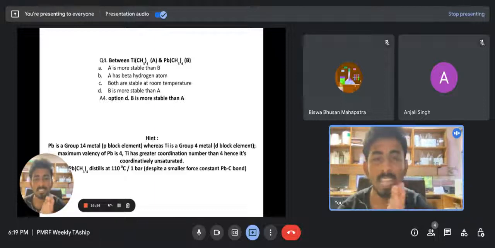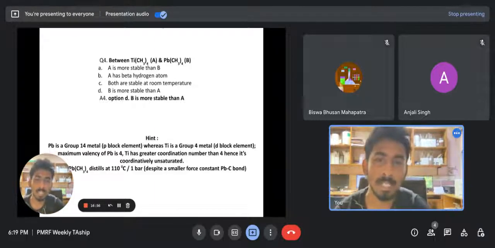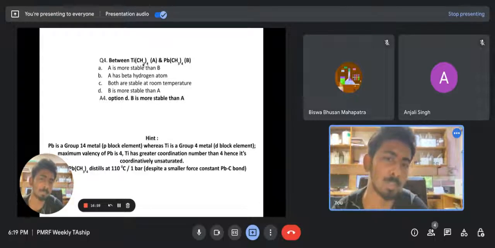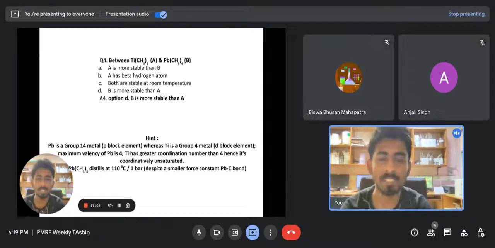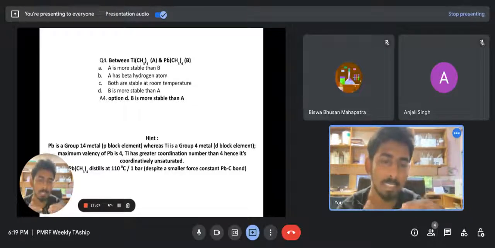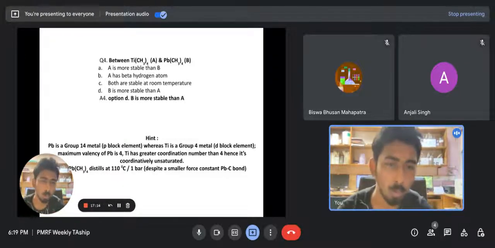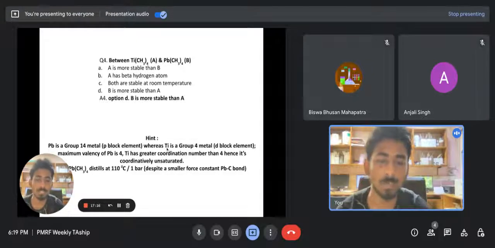Now, since titanium has greater coordination number and only 4 carbon atoms of methyl groups are bonded to it, it is coordinatively unsaturated. Just like the example I discussed in the previous slide, titanium has a coordination number greater than 4 because as a d block element, it can go to its octahedral form also. So from 4 to 6 it can go. So it is coordinatively unsaturated in nature.